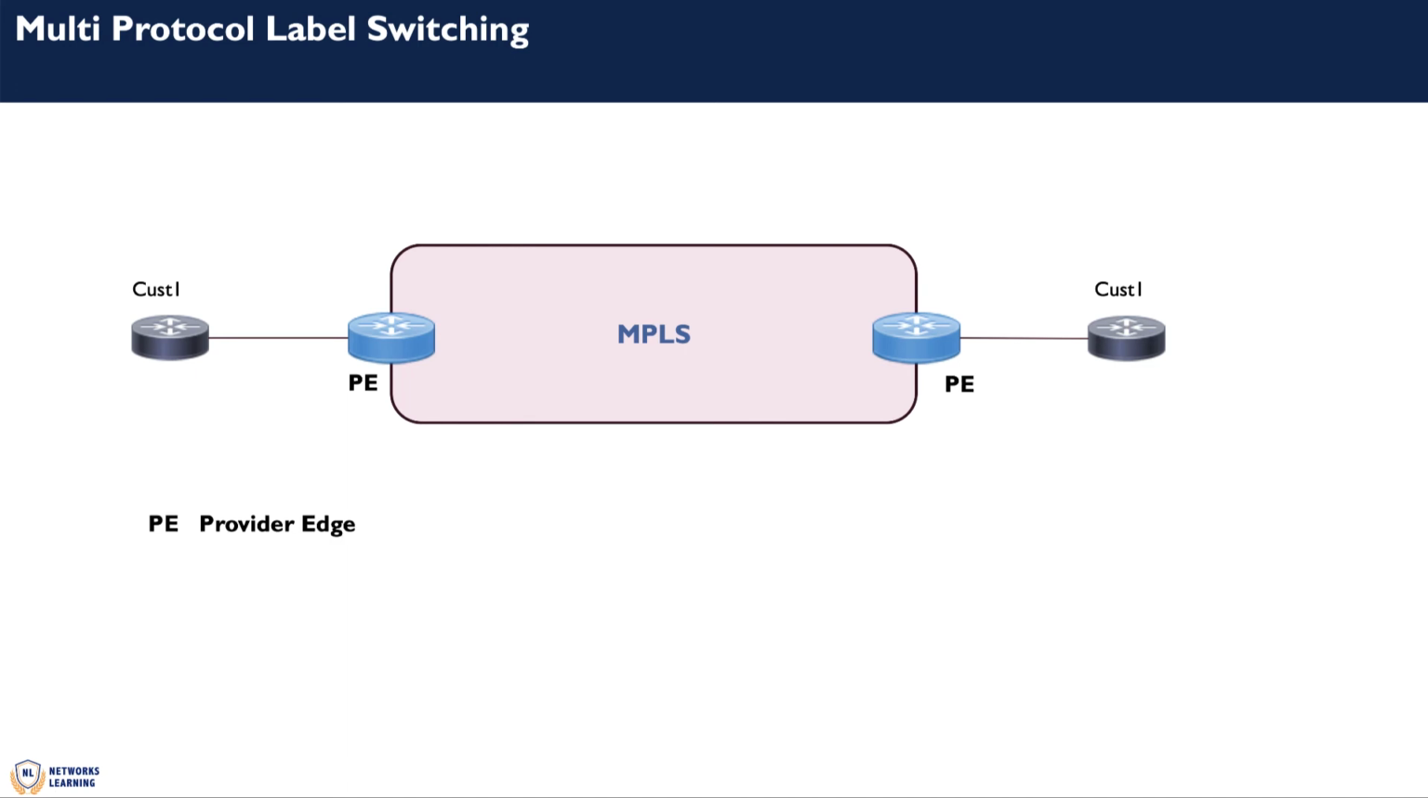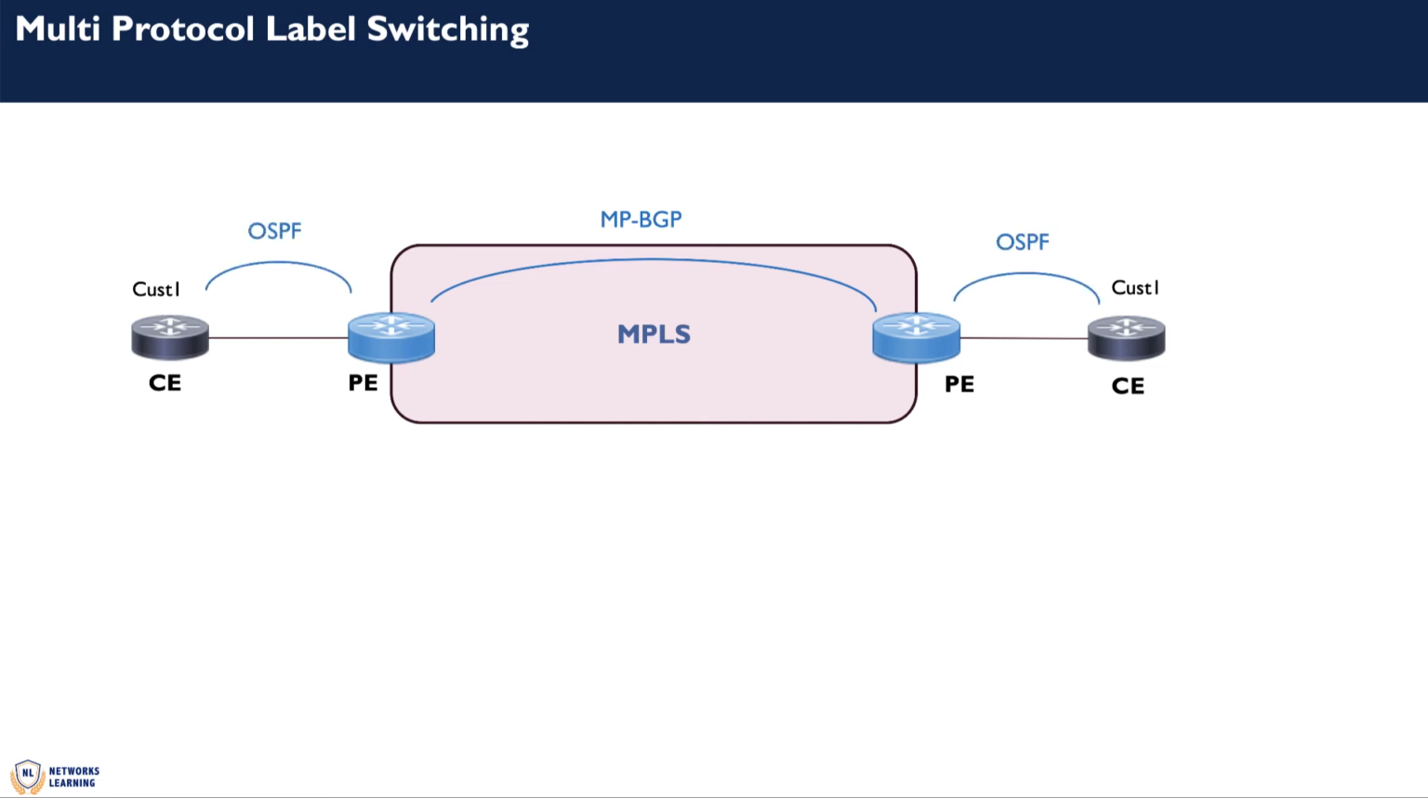Provider edge. This will be the first router at the service provider. This router will have the function of imposing labels on incoming packets. Customer edge. So this is the router that sits at the customer premise. In the service provider's MPLS backbone, multi-protocol BGP will be used to support MPLS. Between the customer and the PE, any IGP can be used.